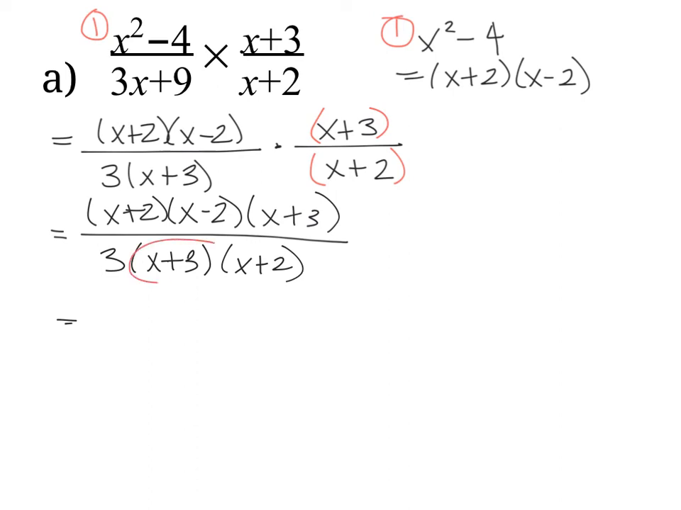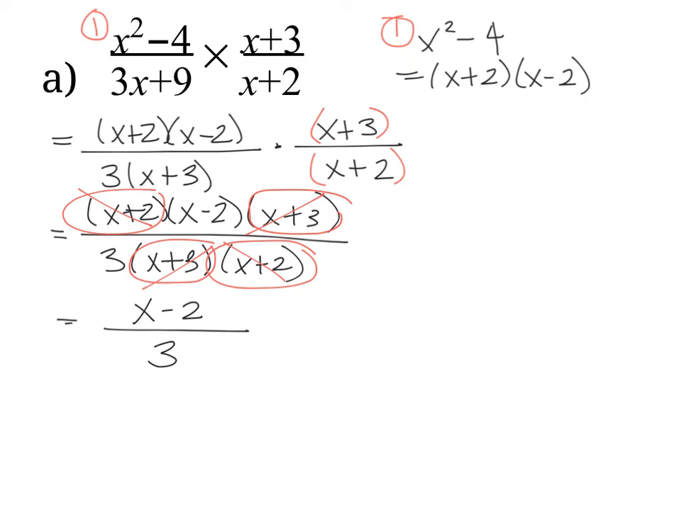So I see an x plus 3 and an x plus 3 in the numerator and the denominator. We can cancel those out. I see an x plus 2 and another x plus 2. We can cancel those out. And so all we're left with in the numerator is this x minus 2. So I'm going to write x minus 2. And all we're left with in the denominator is this 3. So everything simplifies really nicely.